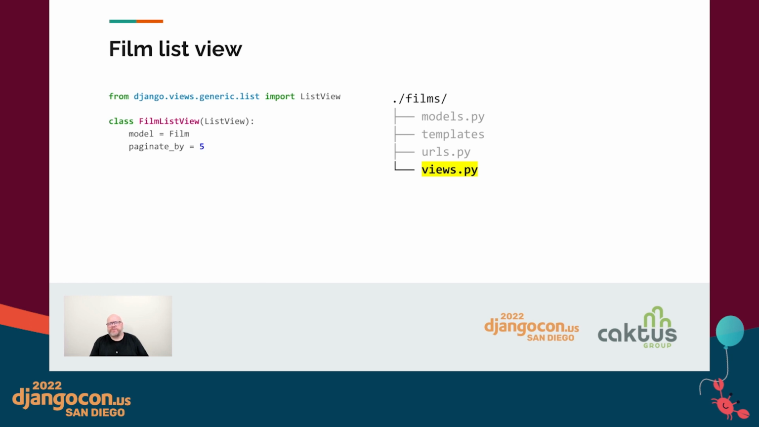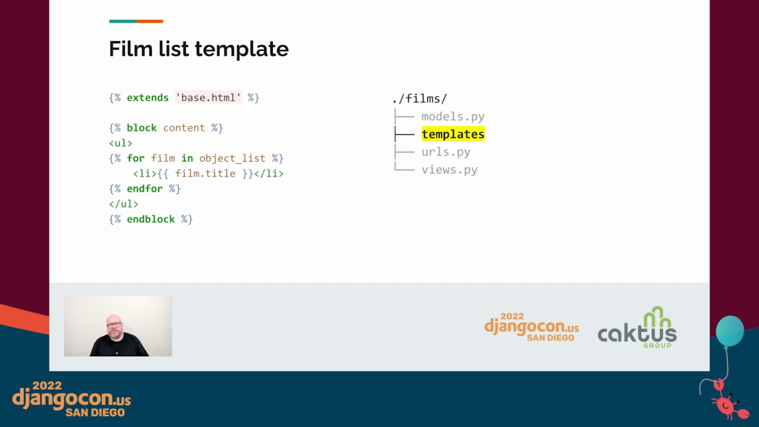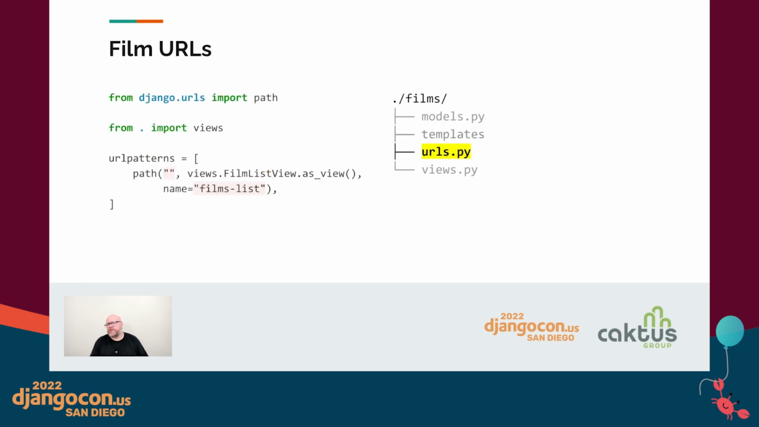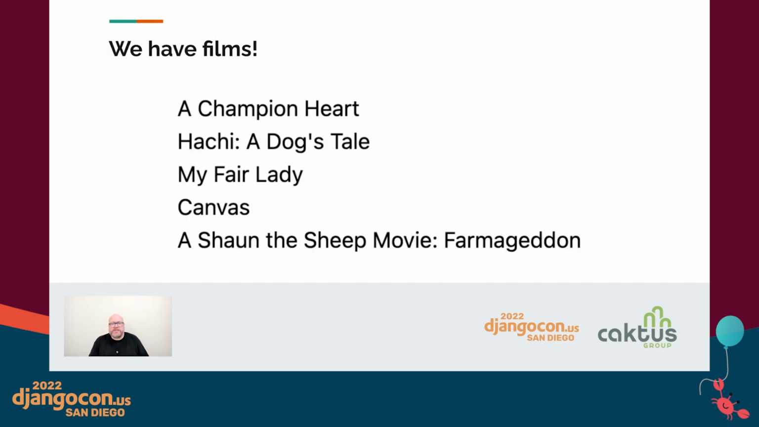Next, the views, a simple list of films. Here we're using Django's class-based views, but it could be a normal function view too. Next, the template to list the films, also simple at this point. And finally, we want to route a URL to our view. Here it will just be films. And this is the basic view of our film list.